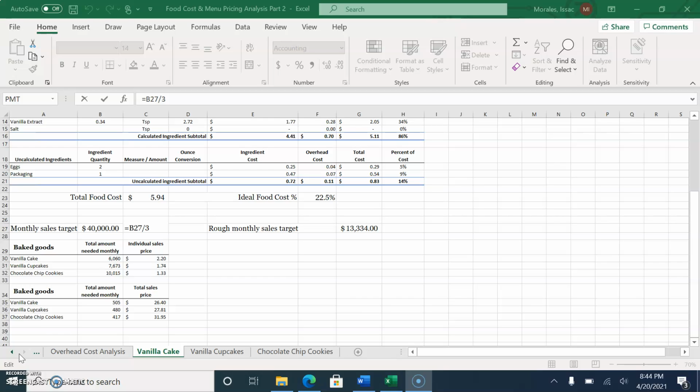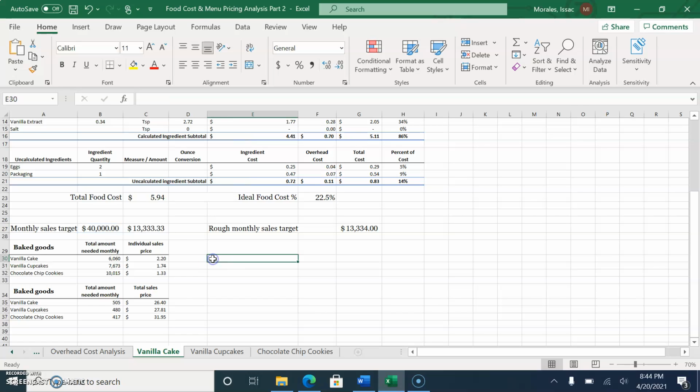We're in week 6, so I'm going to be showing you guys how the Excel skills that I developed helped me to get to the amount of cookies, cupcakes, and cakes I'm going to need to sell in order to justify this $40,000 monthly sales target. To start off, I started with the $40,000, and then we have 3 goods that we're trying to figure out the amount needed.